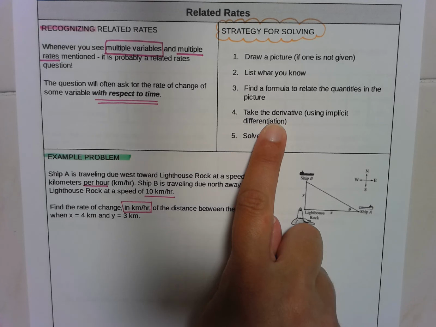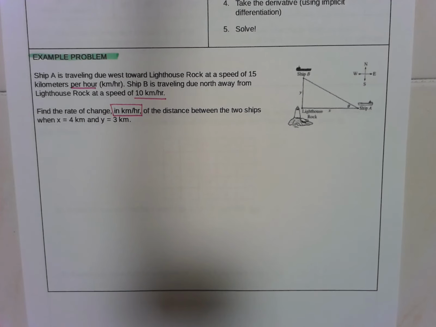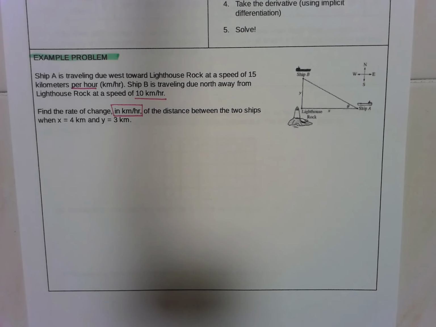Last but not least, you're going to take the derivative and make sure to use implicit differentiation, since everything here is changing with respect to time. Everything gets its own little derivative attached to it. Finally, you're going to plug in your values and solve. So let's go through a practice problem. In this example, we were given a picture already. Let's list what we know.